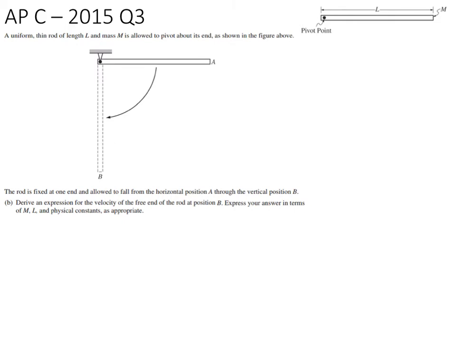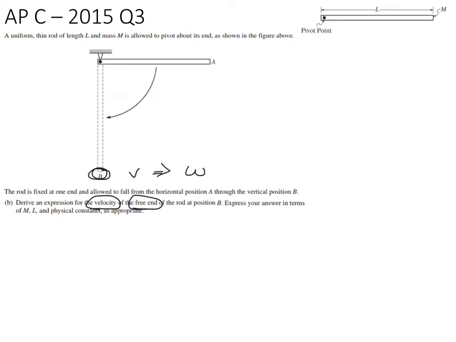For this part, they want to know about the velocity of the free end of the rod. So what they want to know is what's the velocity here, and in particular they're looking for the linear velocity. Now, in order for me to actually figure out the linear velocity, I first need to figure out what the rotational velocity of the rod's going to be, and then I can find the linear from that.